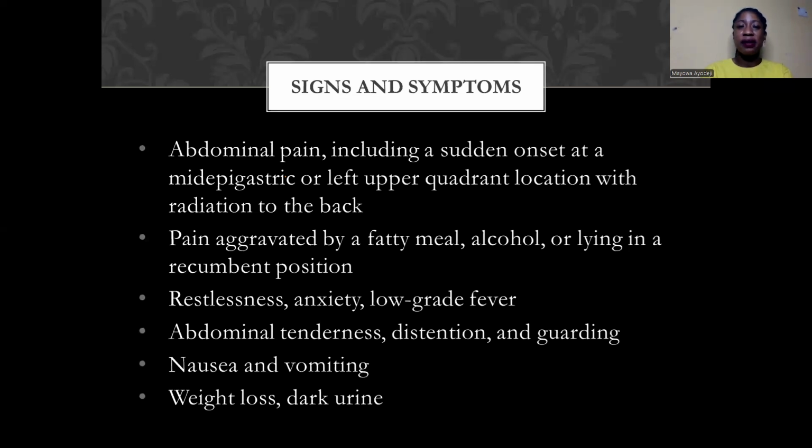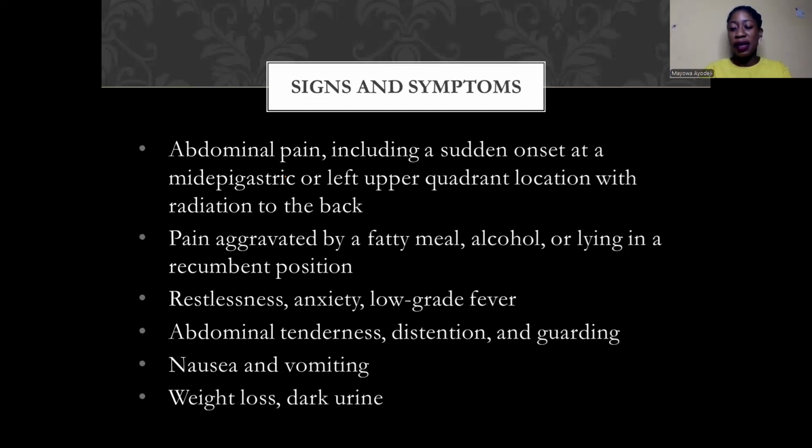Now let's go to the signs and symptoms. What are the signs and symptoms we are going to see in a patient that has pancreatitis? There will be abdominal pain, including a sudden onset at the mid-epigastric or left upper quadrant location with radiation to the back. Then pain is aggravated by fatty meal. When the patient with pancreatitis takes a fatty meal, they begin to complain of pain. So their pain is usually aggravated by fatty meal, or if they take alcohol, or lying in a recumbent position.